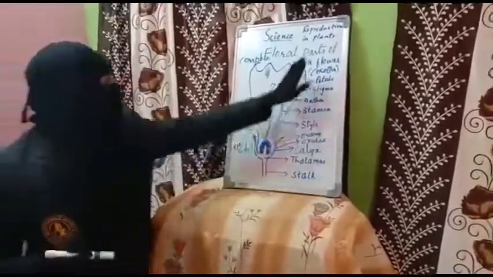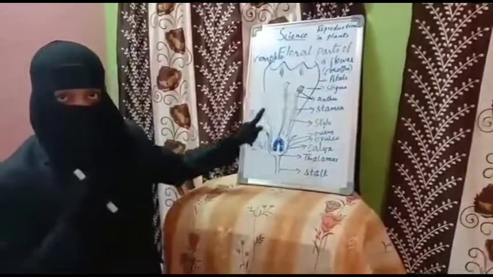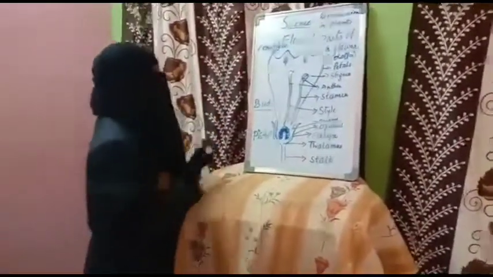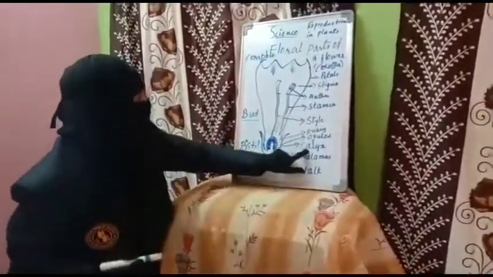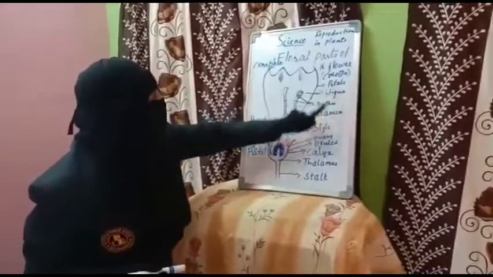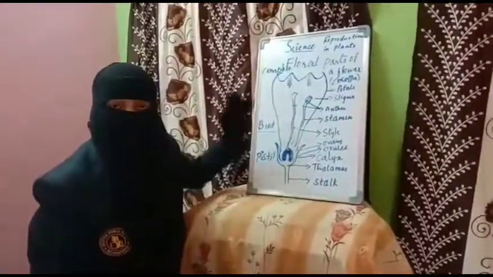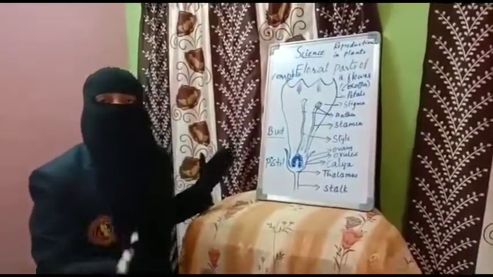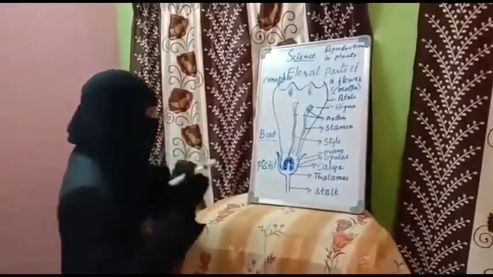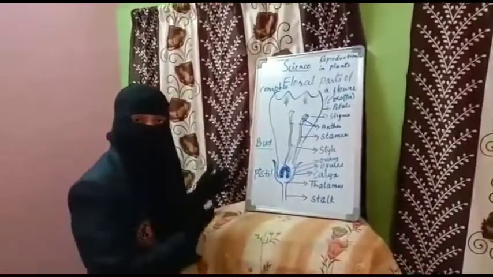In the same way, if one of these is missing, then the flower is called an incomplete flower. For example, calyx is present, corolla is present and androecium is present, but gynoecium is missing. So what kind of flower is it? It is an incomplete flower. Now, did you understand what a complete and incomplete flower is?